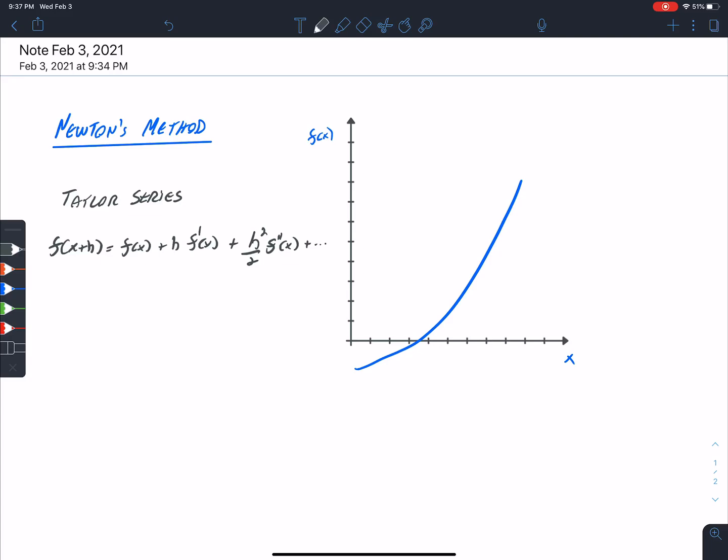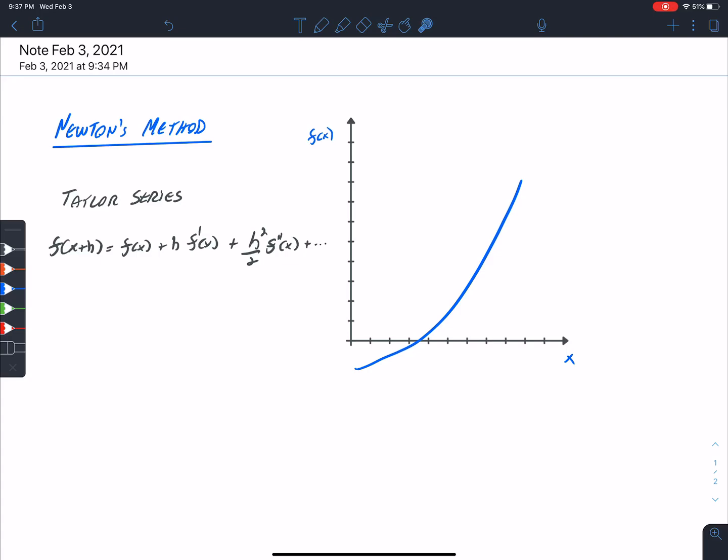So let's look again at what we were doing with Newton's method. The whole thing started from the application of the Taylor series, right? So let's imagine that we have a function f of x. x is the input, the independent variable. f of x is the output or the dependent variable. And let's say there's a function here, drawn sort of like a quadratic, that represents f of x.